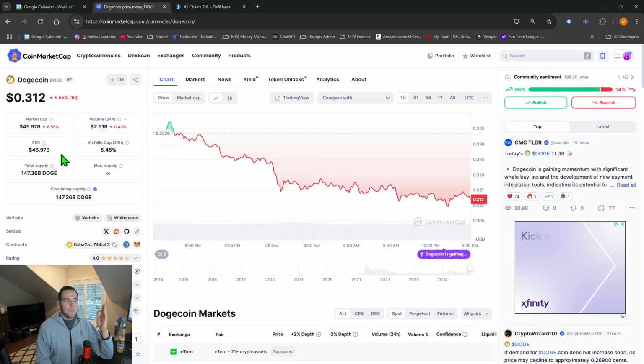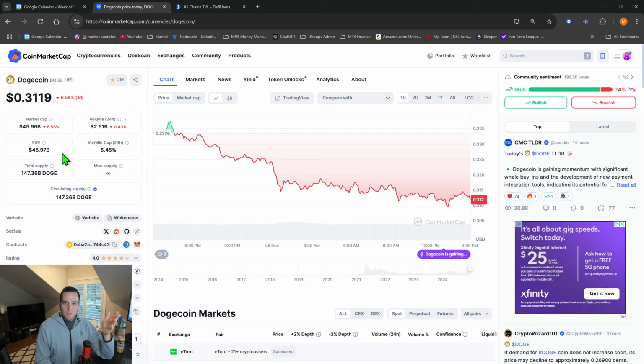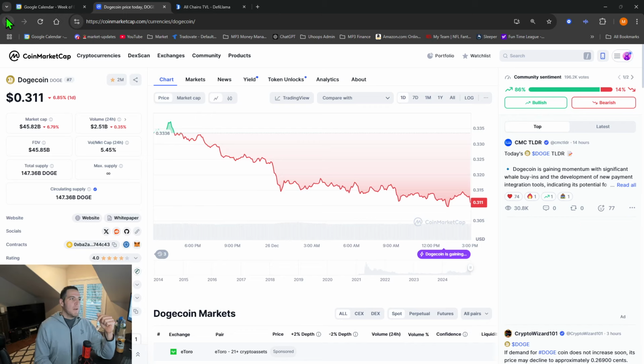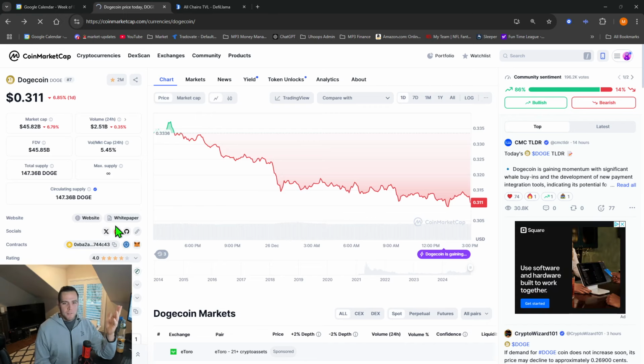So for Dogecoin to get to $1, that would take it to what, triple, over triple. So what would that be in market cap? You do the math. 45 times 3. So that is possible. Dogecoin would be a $140 billion market cap. It's possible. It'd be expensive, but it could happen. Let's go look at another one real quick.